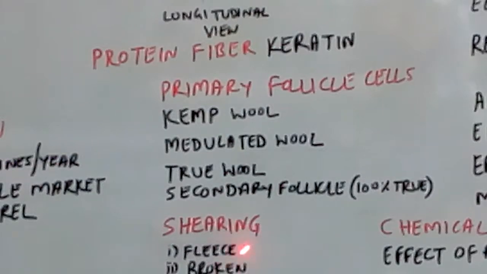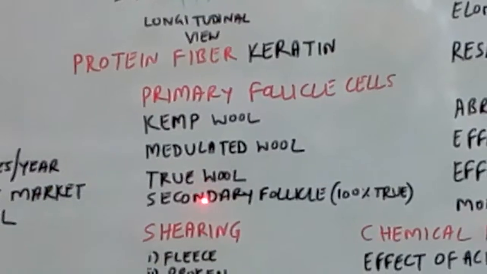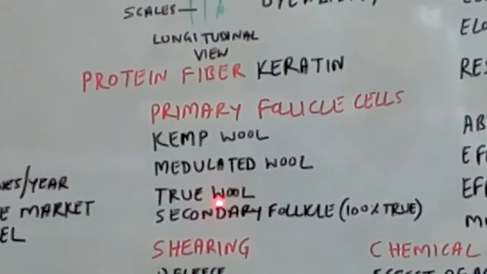But the secondary follicle produces 100% true wool. Okay, the primary produces these three types of wool, and the secondary follicle cells produce true wool. True wool goes directly to the market. There is no need of other processes.